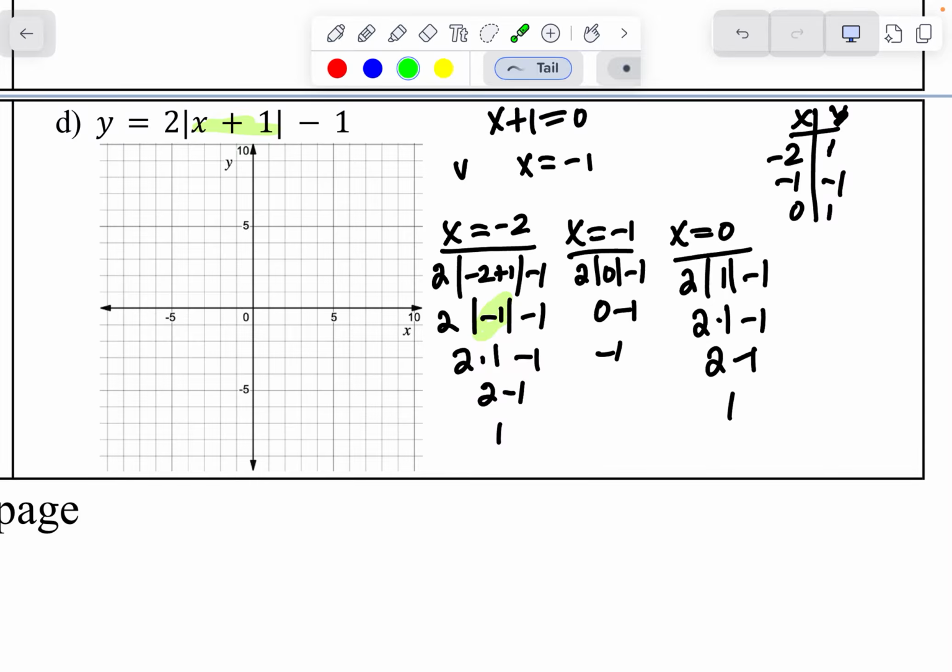Okay. So let's go ahead and draw our graph. So at negative 2, I am at 1. My pencil needs to wake up. At negative 2, I'm at 1. At negative 1, I'm at negative 1. And at 0, I'm also at 1. You see how my 3 initial points are shaped in a V.